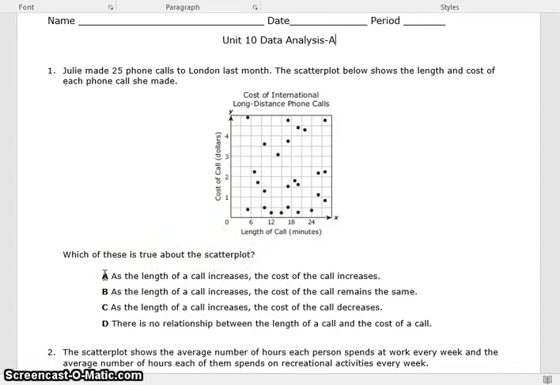A. As the length of the call increases, the cost of the call increases. B. As the length of the call increases, the cost of the call remains the same. C. As the length of the call increases, the cost of the call decreases. Or D. There is no relationship between the length of the call and the cost of the call.